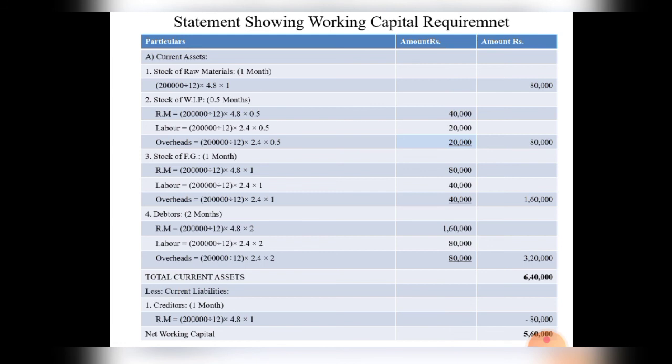So 6,40,000 is the total current assets minus current liabilities. Only one item is there, that is 80,000. So 6,40,000 minus 80,000, it comes to rupees 5,60,000. Now this is the amount which is required to be calculated. It is called net working capital or the working capital required by the organization.